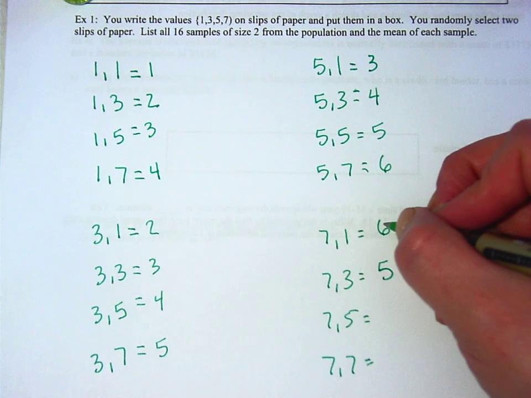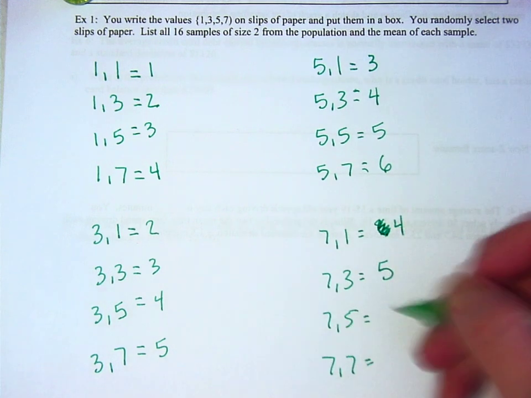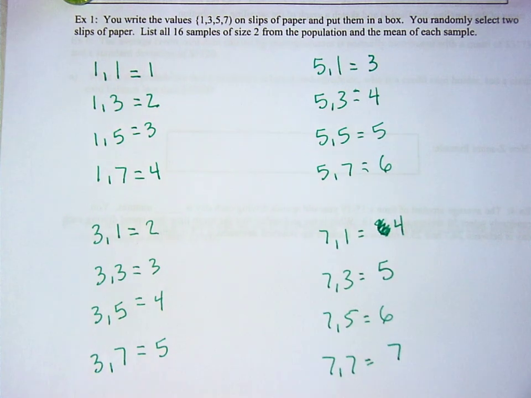No, this one is wrong. 4. 7 and 5 is 6. 7 and 7 is 7. Everybody understand how to do those? To find the averages?